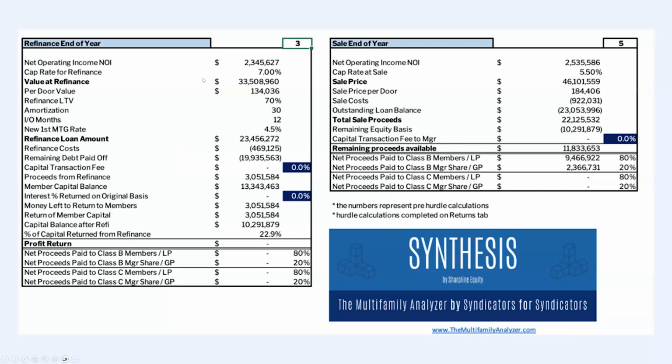And we also look at, what's going to happen if we refinance, what's going to happen if we sell. So we always have these combinations handy to make sure that we have the right business plan. We're refinancing here, for example, at 3 years, and exiting the project at 5 years.